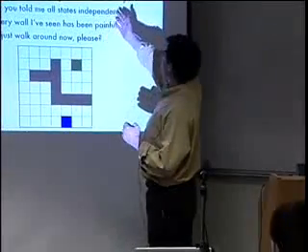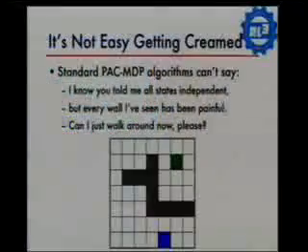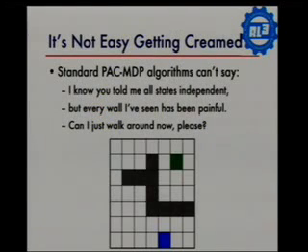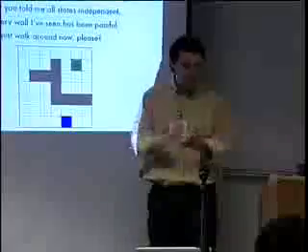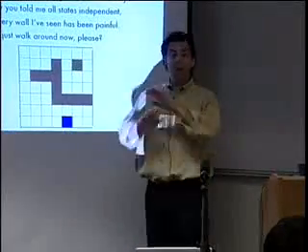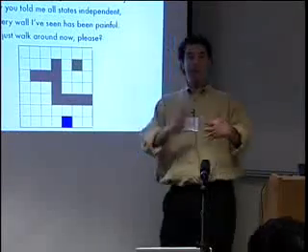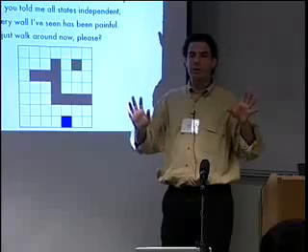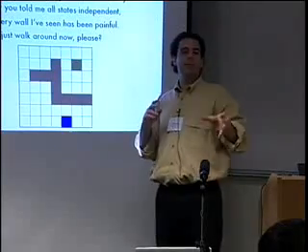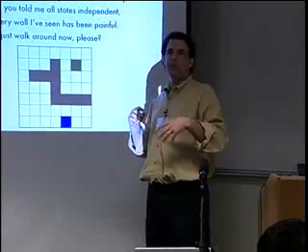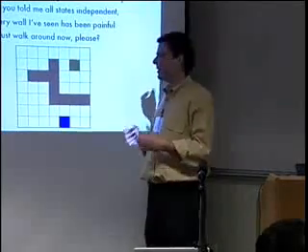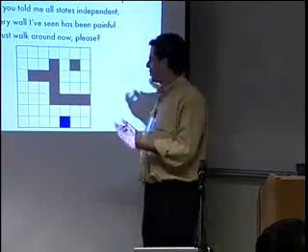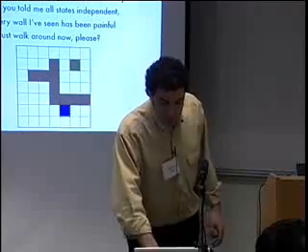The kinds of algorithms that we're talking about can't say, I know you've told me all states are independent, but every wall I've seen has been painful. Can I just walk around now, please? Because what RMAX will do is it'll smack itself up against every wall that it encounters, unless you tell it all walls are the same, in which case it'll smack itself against one wall and then generalize that everywhere. But there's no in between, right? There's no maybe it's the case that walls are similar to each other, but let me check out that hypothesis first. It can't form those kinds of uncertain hypotheses. But Bayesian modeling is really good at that.